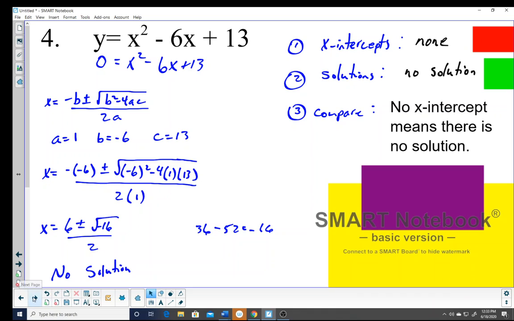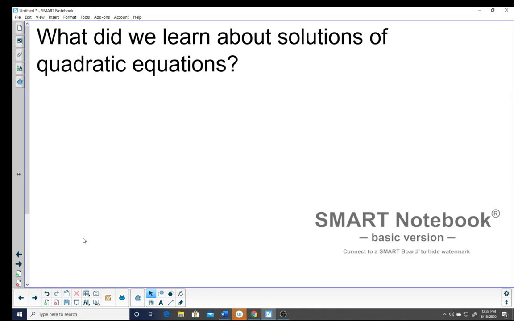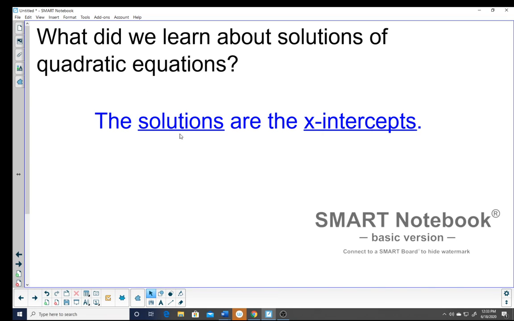Okay? So what did we learn about solutions of quadratic equations? The solutions, when we talk about the solutions of quadratic equations, all that means is what the x-intercepts are on the graph of that parabola. Alright? So solutions of a quadratic equation are just the x-intercepts for that graph. It's that simple.